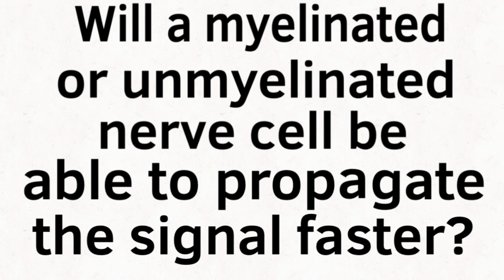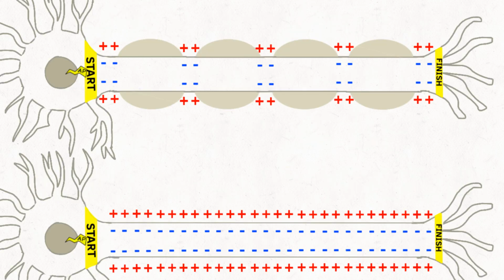Do you think a myelinated nerve cell or an unmyelinated nerve cell will be able to propagate the electrical message faster? Let's find out. The myelinated cell was able to propagate the electrical message faster. This is due to the myelin's insulatory property. That's why the action potential appears to jump down the axon.